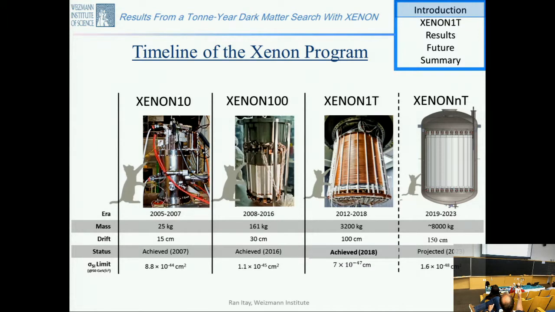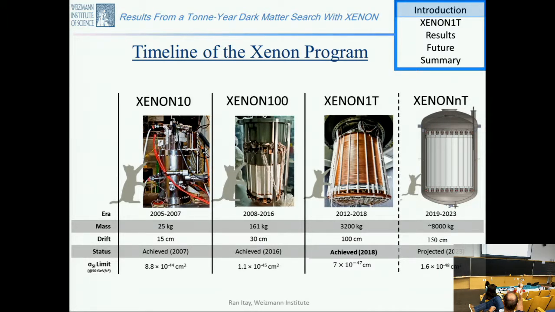So the timeline for the experiment started in 2005 with xenon 10, consisting of 25 kilograms of xenon in the detector, moved to xenon 100 between 2008 and 2016 with 161 kilograms of xenon, improving the sensitivity or the exclusion limit by roughly two orders of magnitude. The current phase is xenon 1 tonne, operating since 2018, but the commissioning started by 2012, consisting of 3.2 tons of xenon. Again, improving the sensitivity by roughly two orders of magnitude. The exclusion limit for 50 GeV is a bit higher, but for 30 GeV, we get a lower exclusion limit.